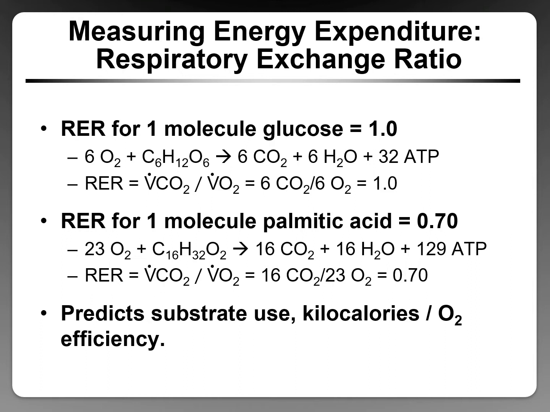So looking up at glucose, it's going to require 6 oxygens plus 1 glucose molecule to produce 6 CO2, 6 waters, and 32 ATP. This means the volume of CO2 produced divided by the volume of O2 consumed, 6 CO2 divided by 6 O2, gives us a ratio of 1. And then you do the math again for the fats. This gives us a ratio closer to 0.70. So basically this allows us to predict what substrate we are using, more fats or more carbohydrates.